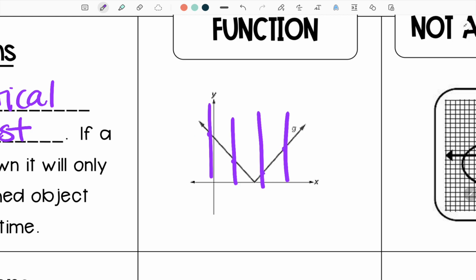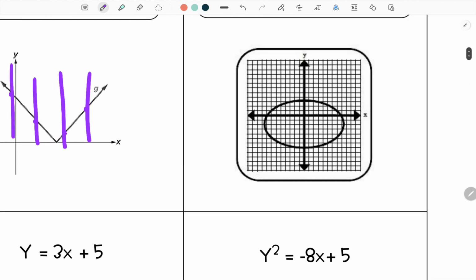and one time only. Okay, if I come over here and graph a vertical line right there, you can see that it crosses my graphed object there and right there. So it crosses more than once, and that's what makes it not a function, because it does not pass the vertical line test. Passing the vertical line test means that it crosses only one time, not more than once.